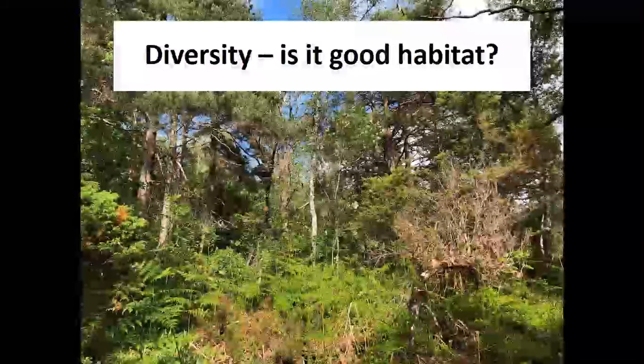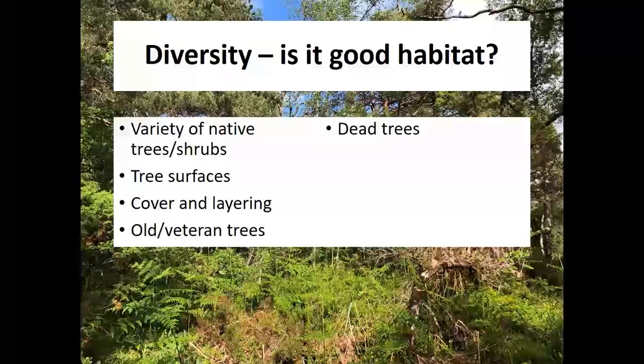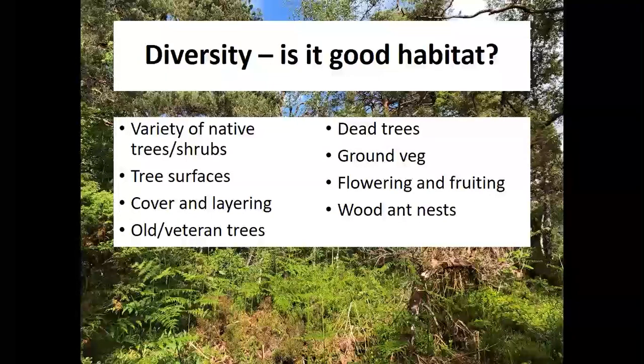So in terms of diversity, is it good habitat? Just a reminder of some of the things that were considered here: the different native trees and shrubs, the different tree surfaces that the lichens grow on, cover and layering, old or veteran trees, dead trees, the ground vegetation, flowering and fruiting, wood ant nests. I don't think I have time to go into detail about any of these things. In general, for the variety of native trees and shrubs, the average was about 3.6 per plot.